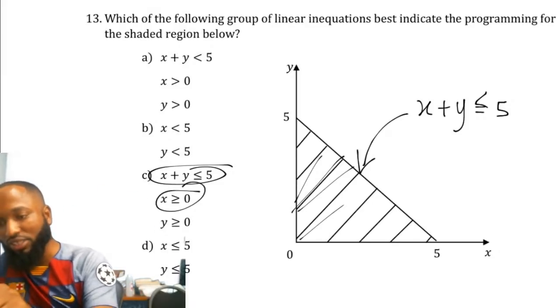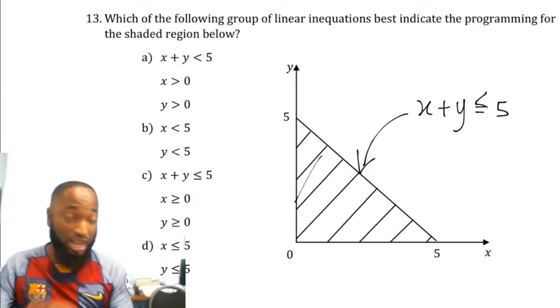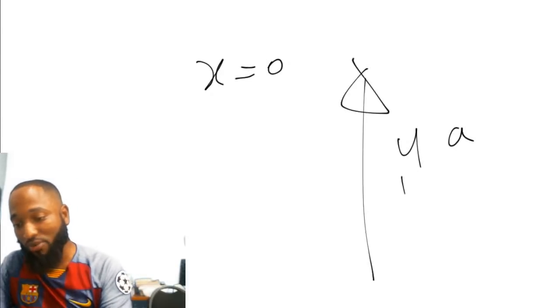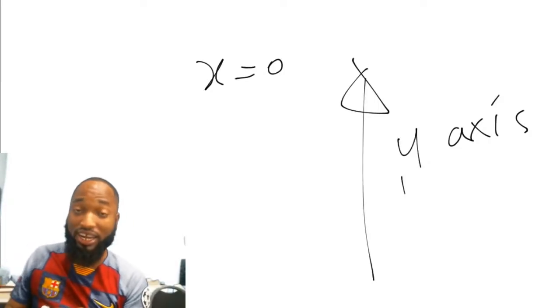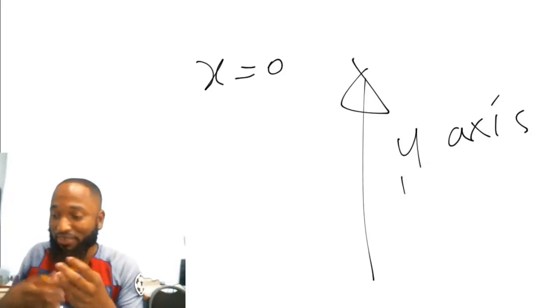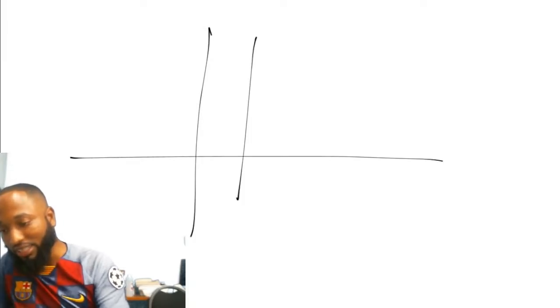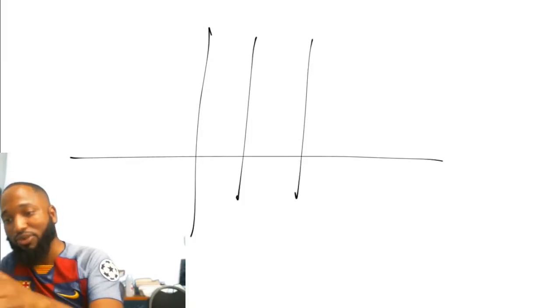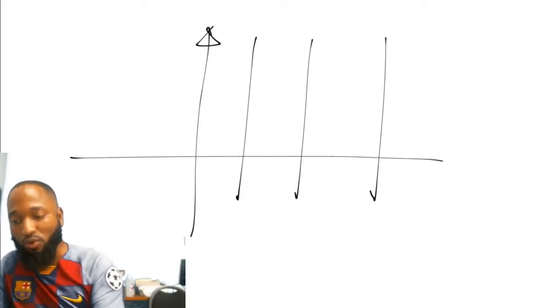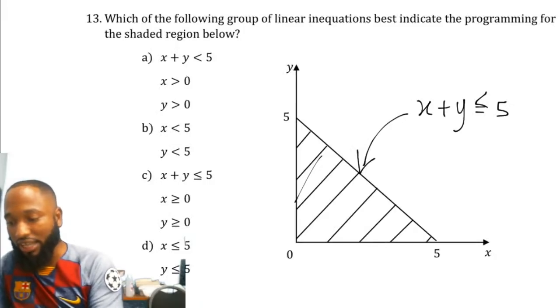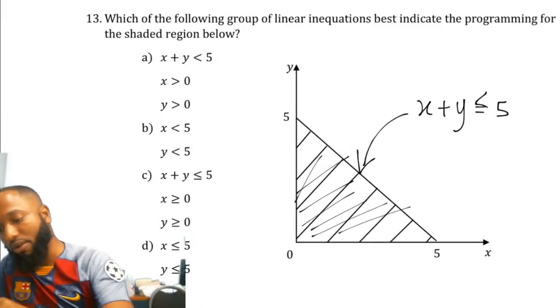The line x is equal to 0 is something that will come up. What is the line x is equal to 0? Lo and behold, that is the y-axis. Why is that? Because this is the line x equal to 1, x equal to 2, x equal to 3. If you come back here, x equal to 0 is the y-axis. And the line y is equal to 0 is the x-axis. So you're trying to say above the y-axis and above the x-axis.